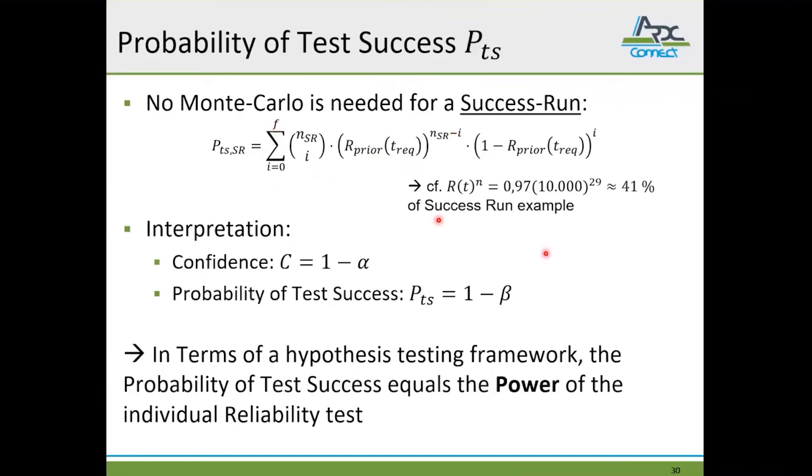If we take an even broader view about this measurement, we can interpret our probability of test success as the power of the physical reliability test being the complement to the beta error of type 2, and the confidence being then the complement to the alpha error of type 1 in a hypothesis testing framework.